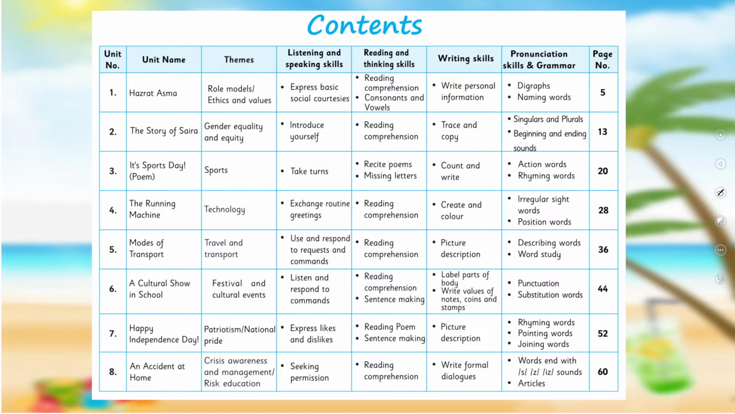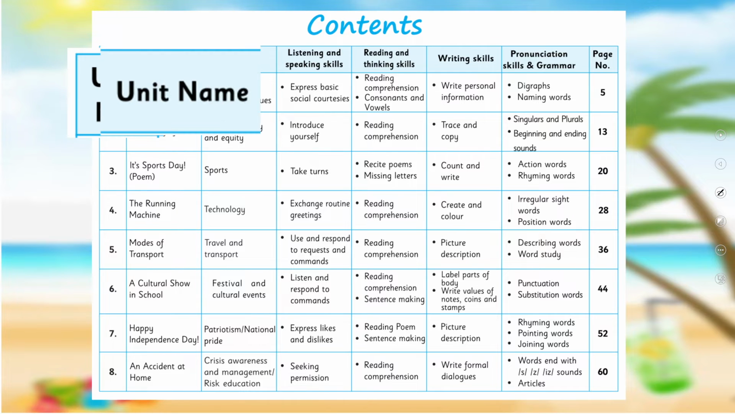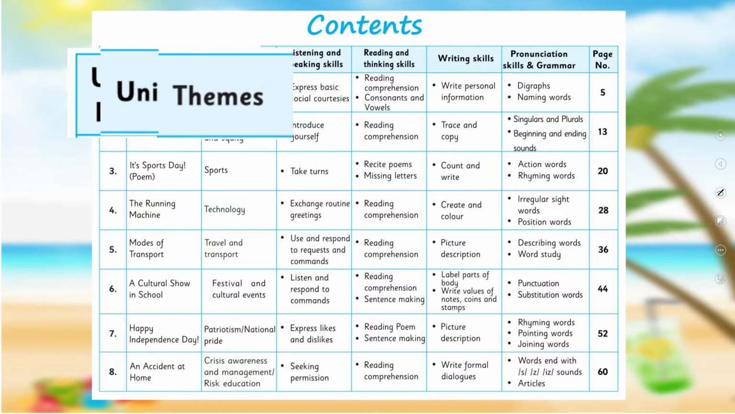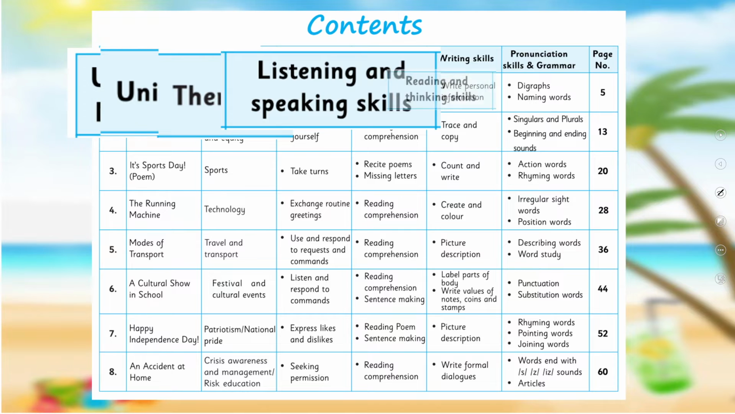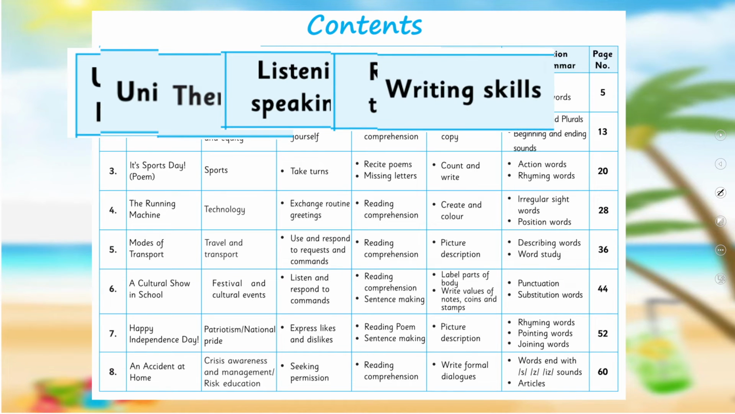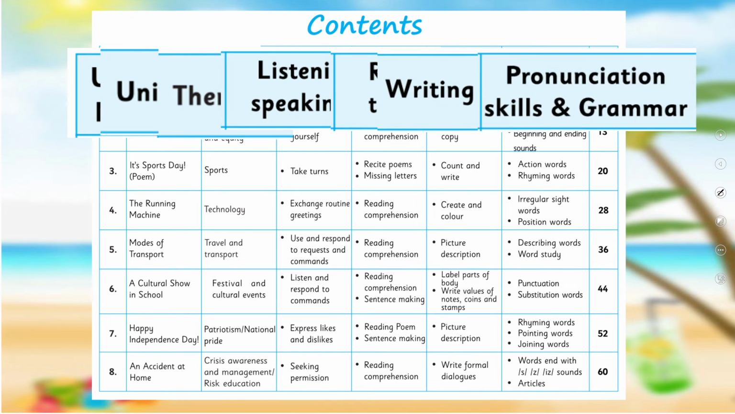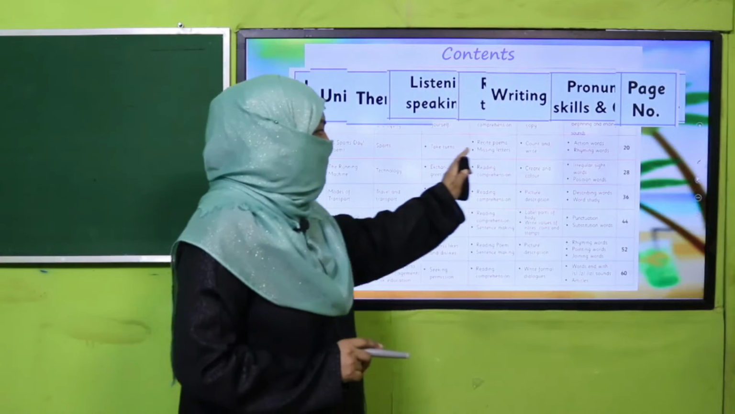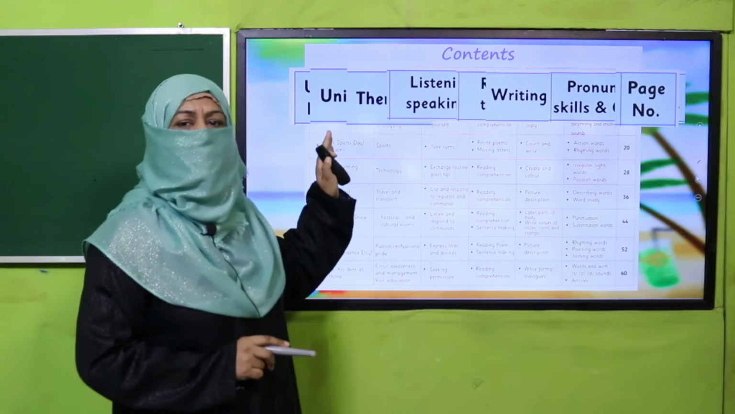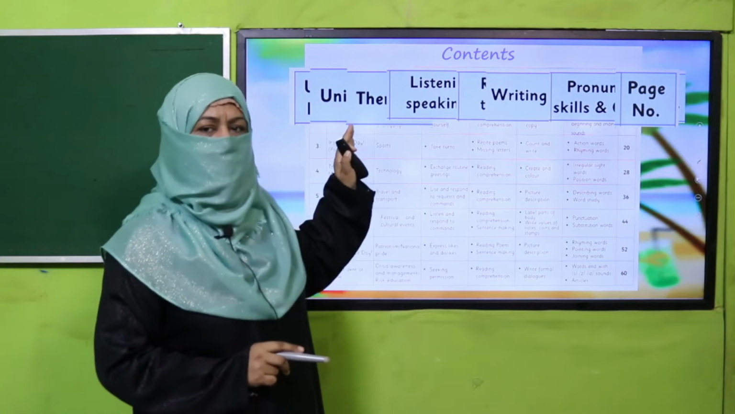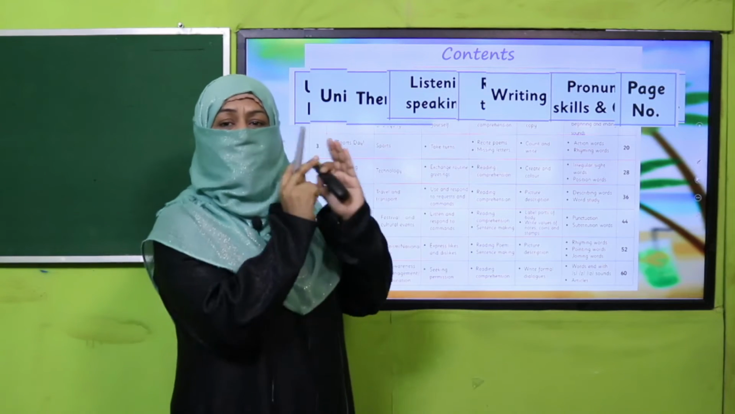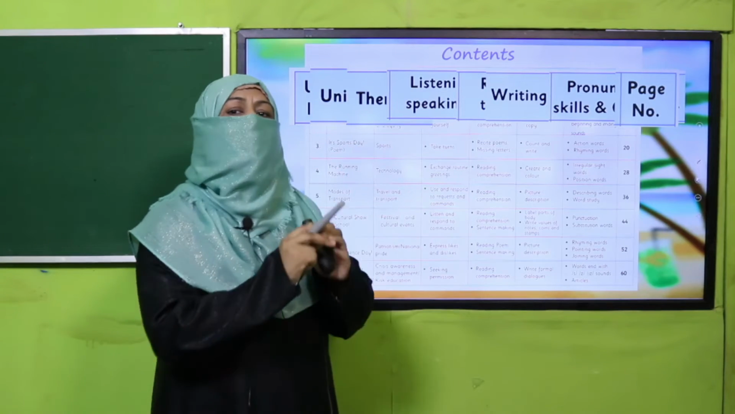Now this is the content list of your book. The first column is about unit number, then unit name, then its themes, then listening and speaking skills, reading and thinking skills, writing skills, pronunciation skill and grammar, and then page number. You see, now these are the titles. So whatever you want to search in this book, this table of content will help you reach that specific lesson or text.